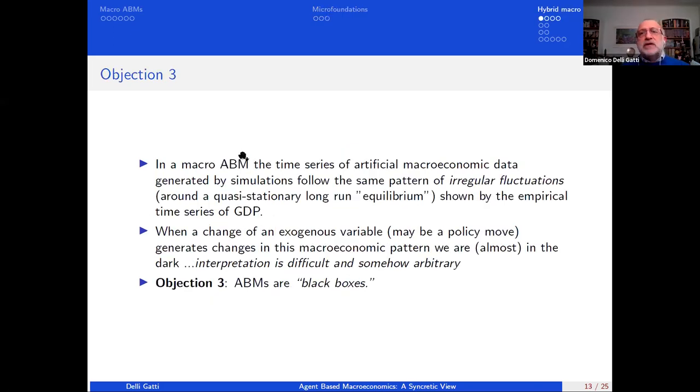The third objection is the following: in macro agent-based models, when you have a shock, things change, but you cannot actually trace back the change in the aggregate time series to the shock. So these models are black boxes. From this point of view, they are very different from the DSGE models, in which you can neatly describe the effect of a shock on a macro time series through impulse response functions.